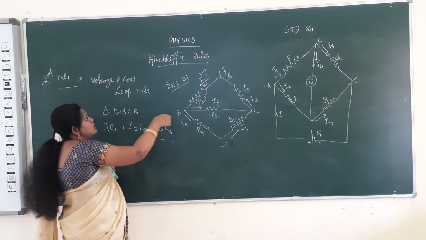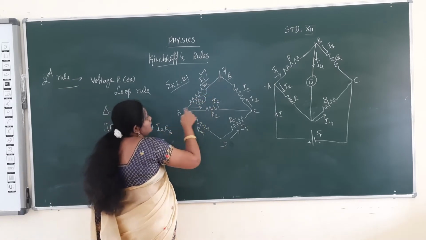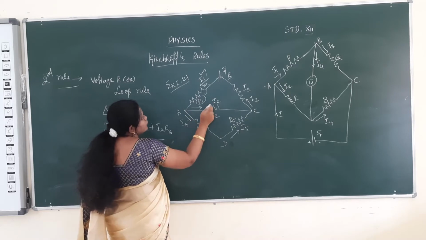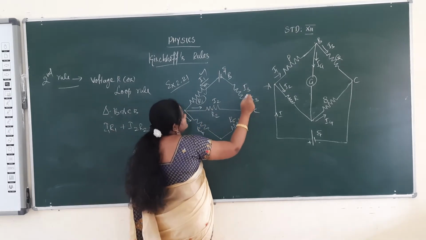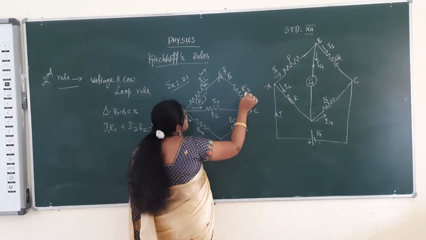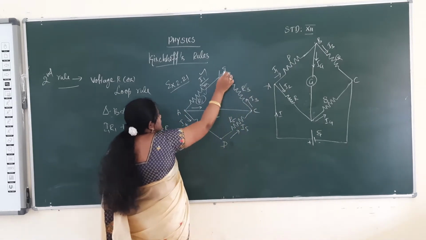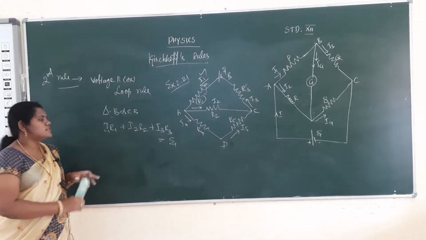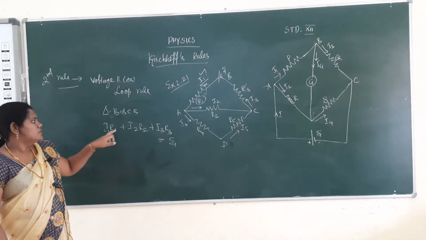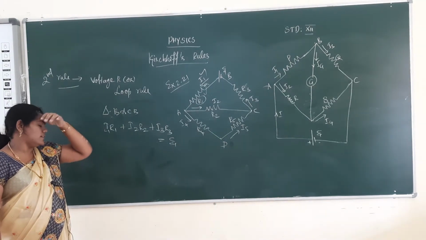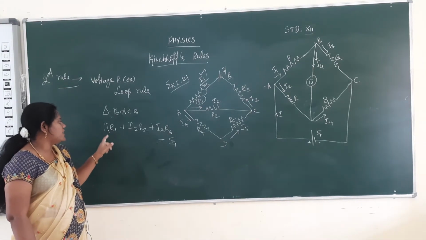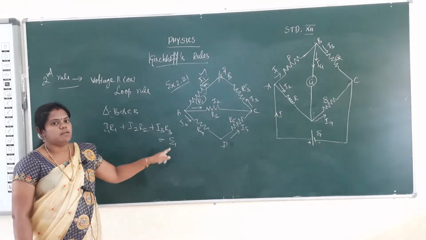B, A, C, B, because we started from the battery. So I1 R1 plus I2 R2 plus I3 R3 will be equal to the EMF, that is psi. Okay, this is Kirchhoff's second rule. Kirchhoff's second rule is nothing but the sum of the products of current and resistance being equal to the EMF of the cell.